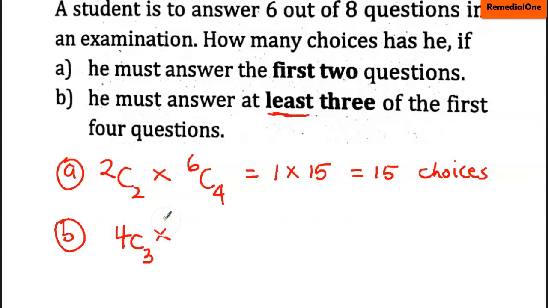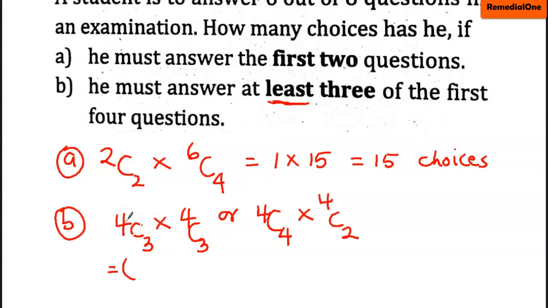If he is to answer 3 of the first 4 questions, it means that we have 4 and we are choosing 3. So in all we have 8 questions and of the first 4 we have chosen 3, which means it will be left with 4 questions, and because we have to answer 6 in all, or at least 3 means it can be 4. The student will answer all the 4 questions.